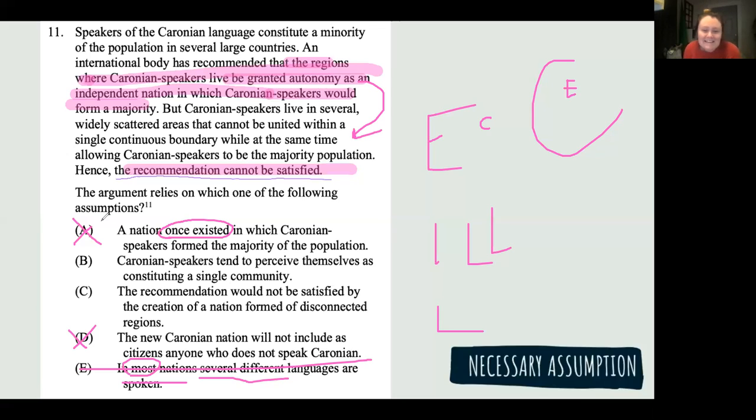Anyways, between B and C, which one is needed in order for our recommendation to not be satisfied? B says Curonian speakers tend to perceive themselves as constituting a single community. Do we care what the Curonian speakers perceive themselves as? No, but not only that, we're not trying to make them a community. We want to make them an autonomous nation. So it's not B. And then C says the recommendation would not be satisfied by the creation of a nation formed of disconnected regions. It's almost too easy if you missed it. It's straight from the stimulus. What happens if the recommendation could be satisfied by the creation of a nation formed by disconnected regions? Then our reasoning of why it can't be satisfied completely goes out the window.